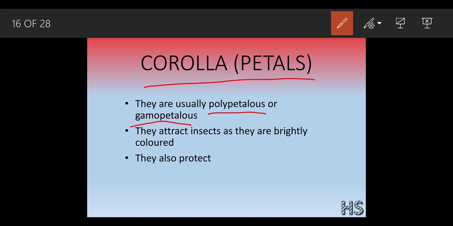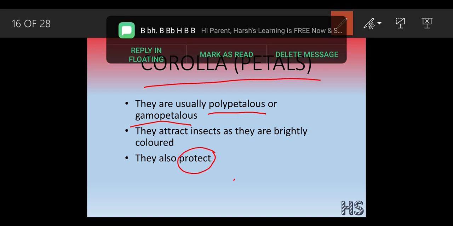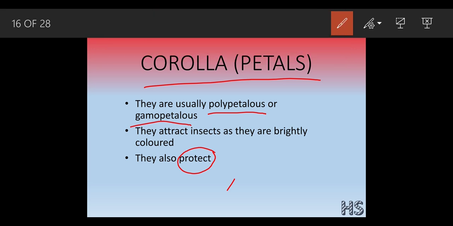This corolla protects as well as attracts the honeybee. They protect and attract the honeybee.